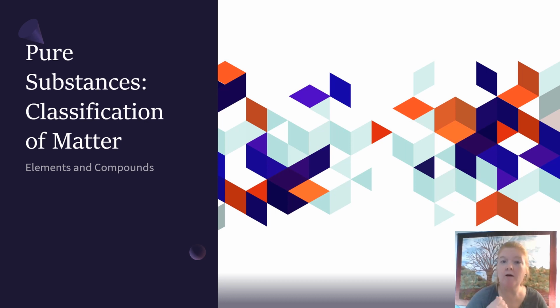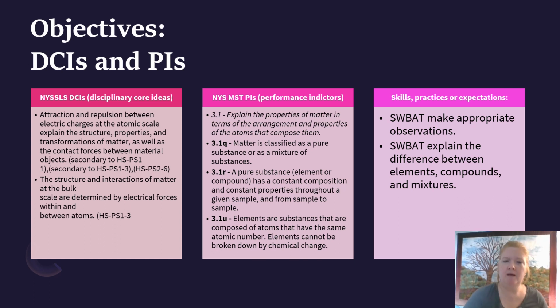Okay, we are now going to focus on pure substances. So we're going to be talking about the classification of matter. So how is matter organized? What are its groups? And we're going to talk about pure substances, so elements and compounds. So you're going to see what I mean. Now, the objectives, pause, read them if you want. Otherwise, trust me that what I'm talking about is relevant.